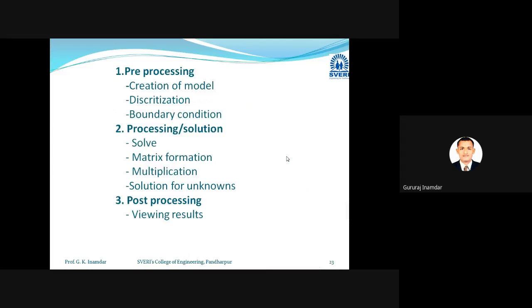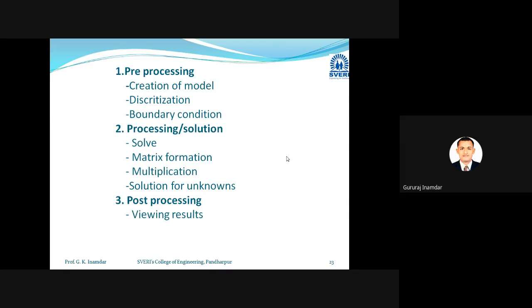Now see here in detail, pre-processing. What is pre-processing? In pre-processing: creation of the model, discretization, boundary conditions. Creation of the model means, as per our requirement, we can design the object in CAD software or any 3D modeling software, and giving that created file to ANSYS software is the first step, which is included in pre-processing. After that, the discretization.